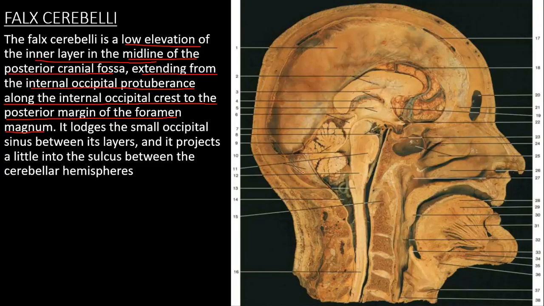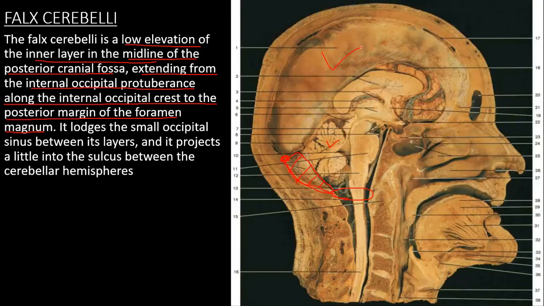Okay, you can see here it usually extends from this, the internal occipital protuberance. Then you'll have your internal occipital crest there, and then your foramen magnum. Foramen magnum is this one here. So it extends from there to here. Here it is. Okay, that is your falx cerebelli. You can see it is somewhat sickle shaped. This is one cerebral hemisphere, and the other one we have cut it.